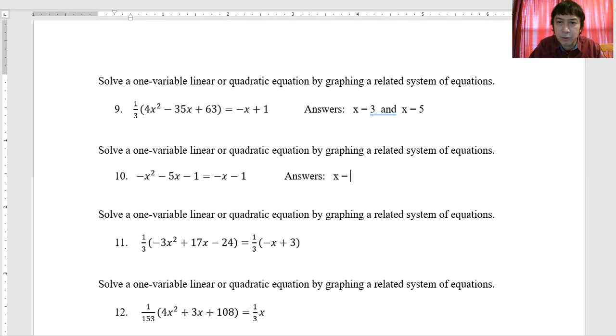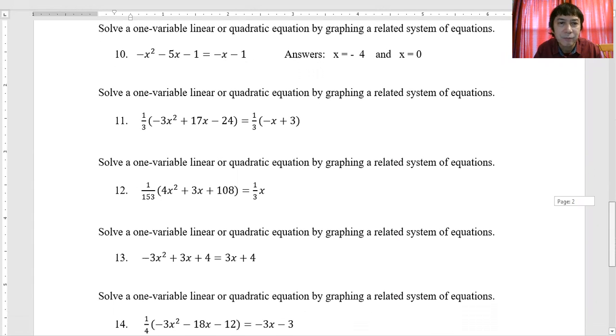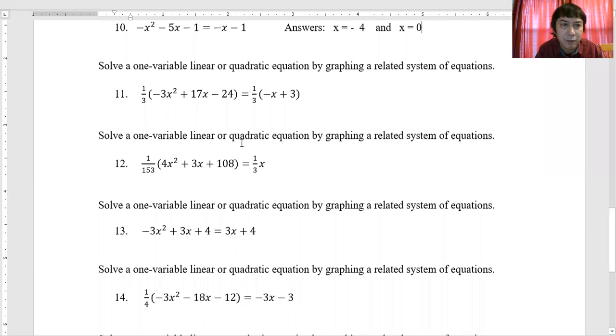X is equal to -4 and x is equal to 0. All right, that will be our number 10 answers. Number 11 now. Here's number 11. Solve a one variable linear or quadratic equation by graphing a related system of equations.